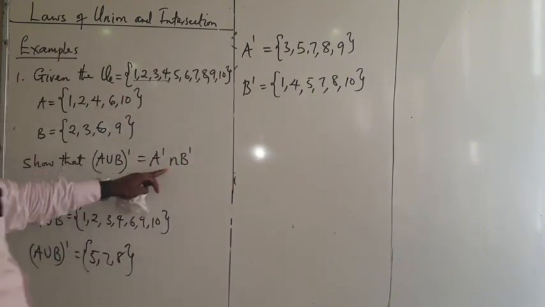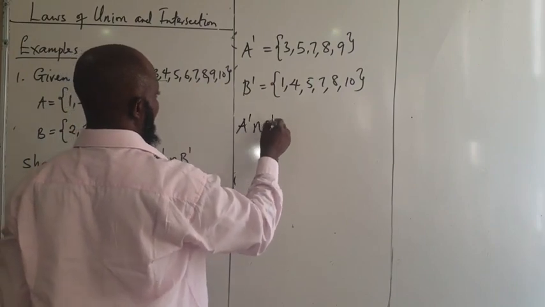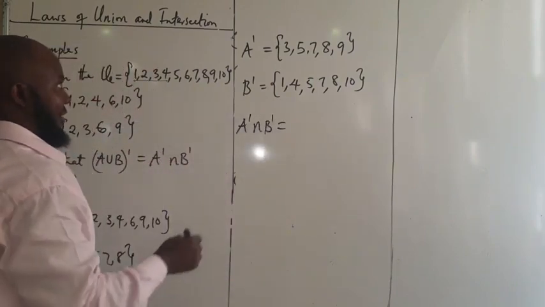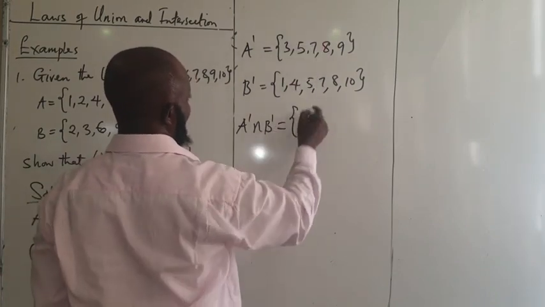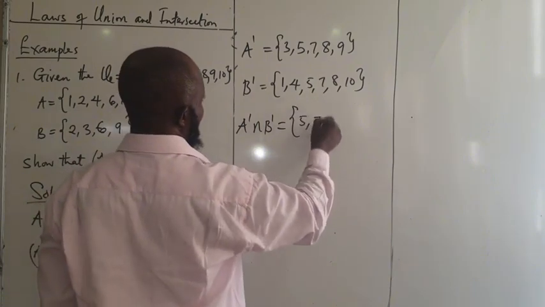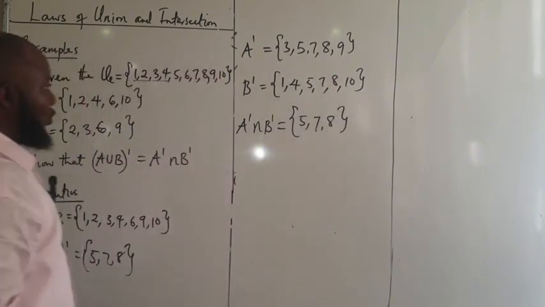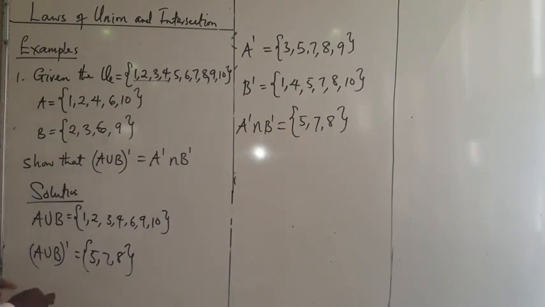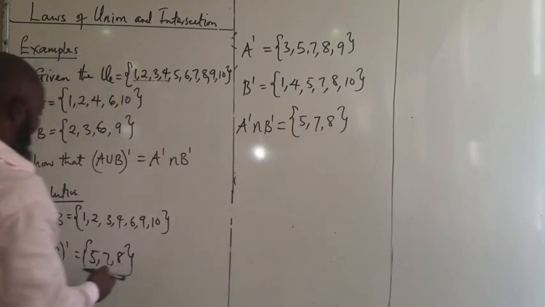So this is where we are going. So A complement intersection what? B complement. Let's see what we're going to have here. So we have 5 is common. It's the intersection 5, 7, and what? 8. So if you look at this, A union B complement and A complement intersection B complement are the same.